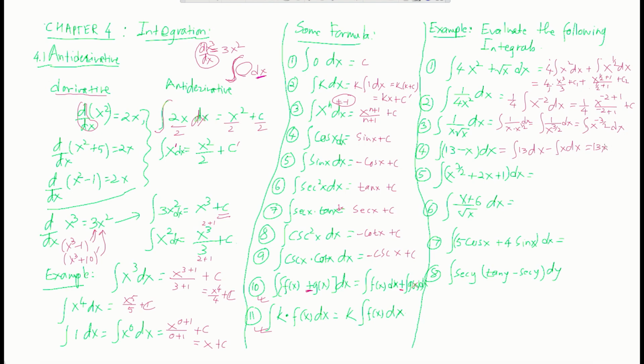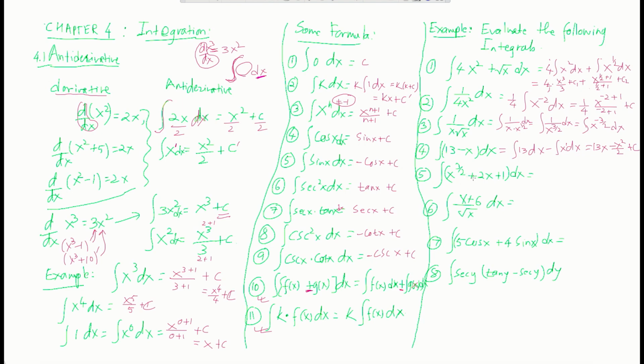So this will be 13x minus, what is the integral of x? The integral of x will be x squared over 2, right? Because the integral of x is x squared over 2 plus c. Or you can see that this is x to the 1, right? So x to the 1 plus 1 is x squared over 2. And then plus a constant you get from here, another constant you get from here. I write a single constant by combining those two constants. That's the answer.